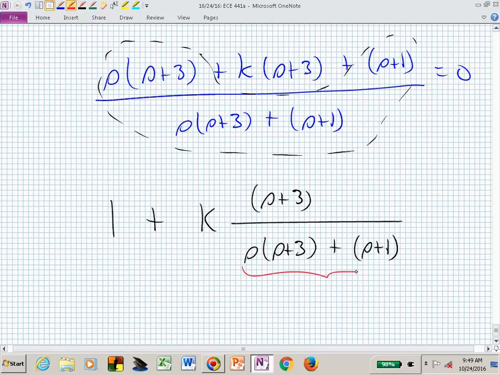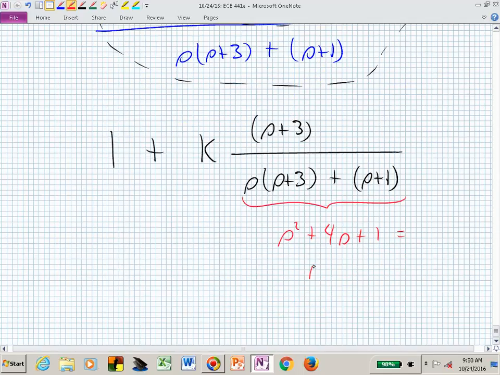And I could then put all of this together, and this ends up being s squared plus 4s plus 1, which can actually be factored into (s plus 0.268) times (s plus 3.732). And now I have my open loop factor. My open loop zero is at minus 3, and my open loop poles are at minus 0.268 and minus 3.732. And we'll have to figure out what the root locus of that pattern looks like the next time we're together.